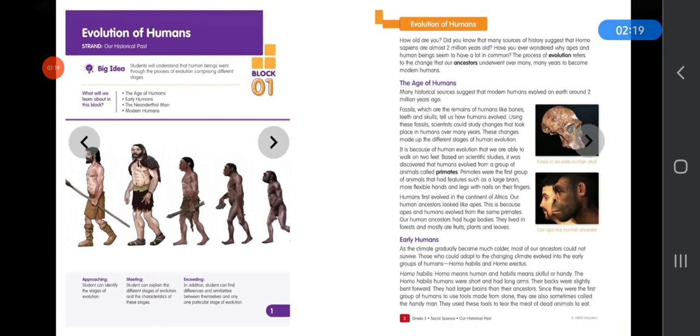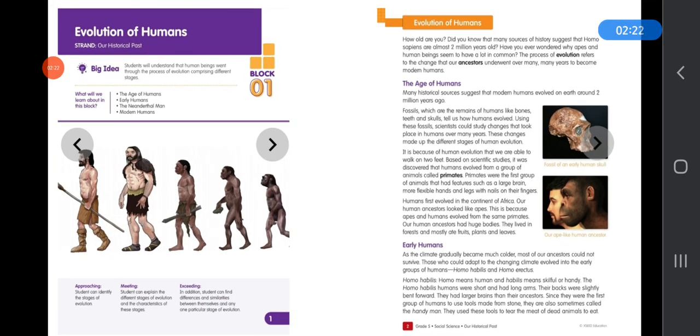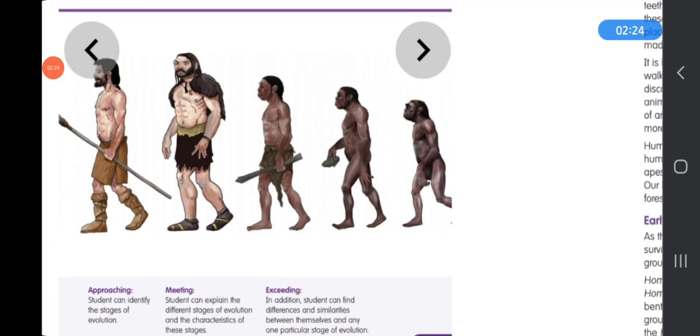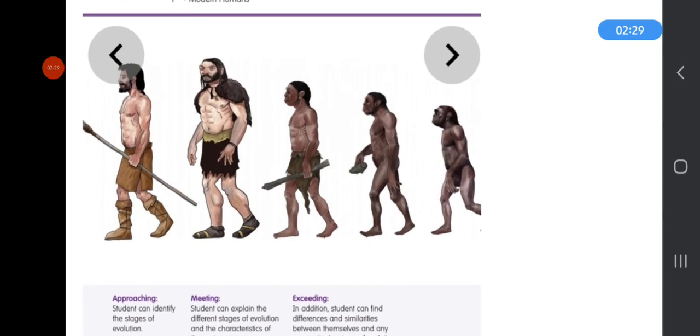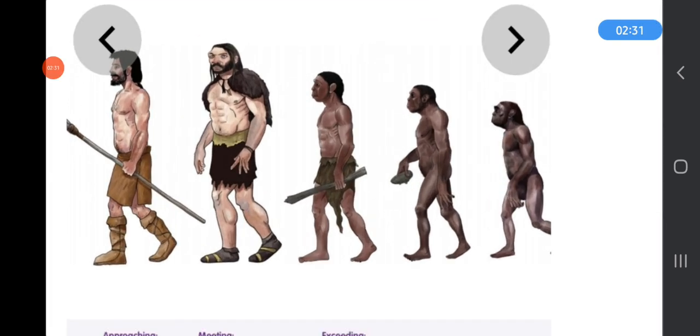You can see block 1, evolution of humans. So some questions can be given in picture form. For example, observe this picture and answer which one of them is Neanderthal man. And such options are given like second from the left, first from the left, third from the left. In this way you need to tick the suitable answer.